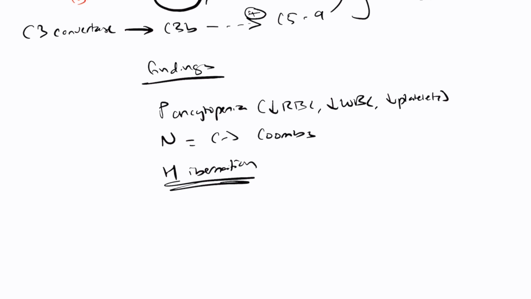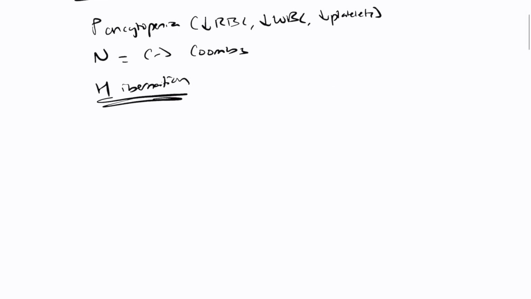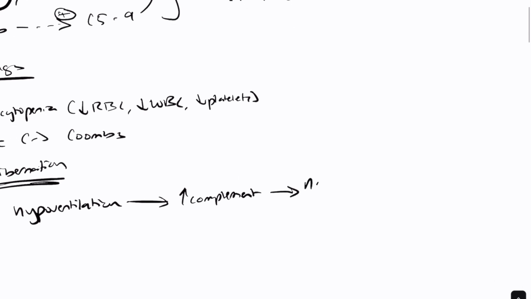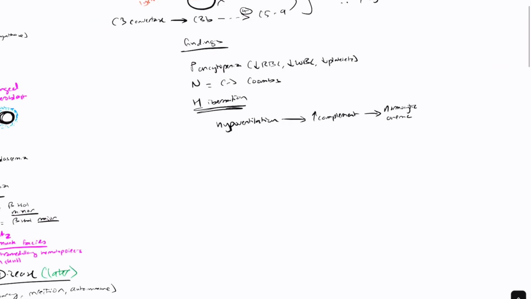So what does that mean? A patient with PNH will undergo hypoventilation, and that increases complement. So at night when they're sleeping and they have hypoventilation, they're going to have an increase in the complement cascade, and that produces symptoms of pancytopenia and causes normocytic anemia. They'll present with fatigue, weakness, and everything.